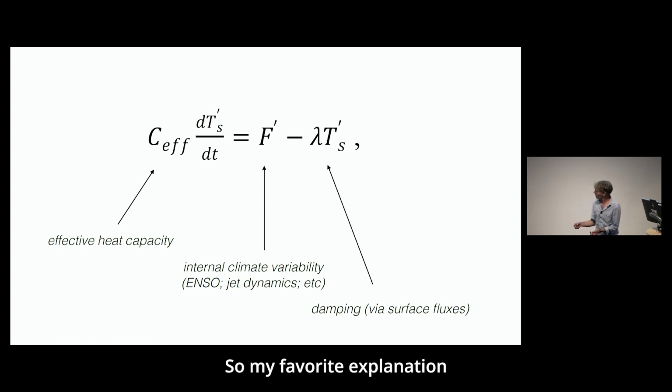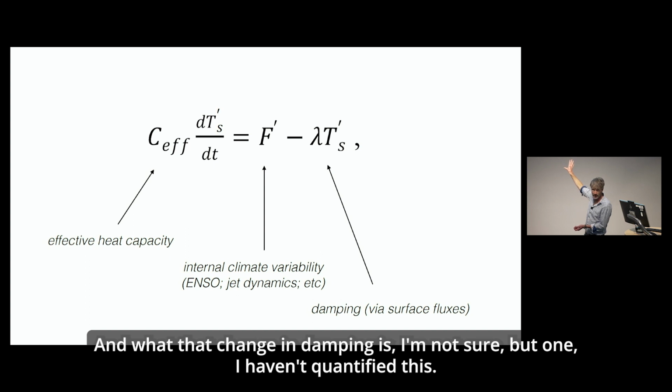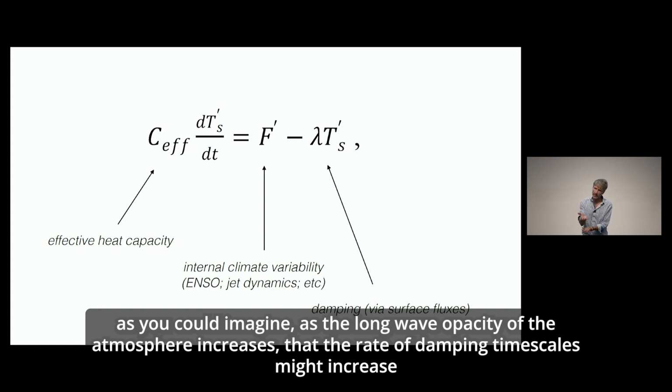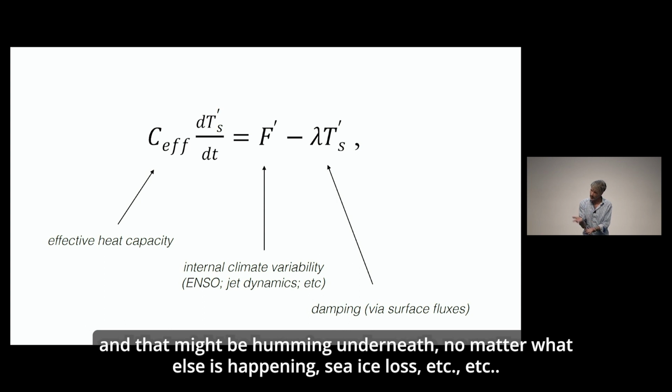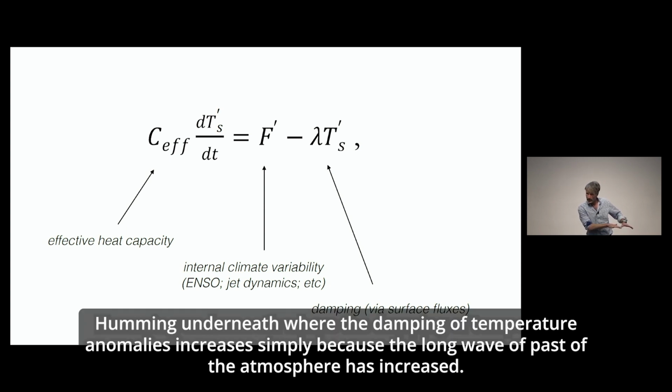So my favorite explanation is that there's something in the damping of surface temperature anomalies that's humming underneath all of this. What that change in damping is, I'm not sure, and I haven't quantified this. This is where it gets into that 10% of the work that we haven't done yet. You could imagine that as the long wave opacity of the atmosphere increases, the radiative damping timescales might increase, and that might be humming underneath no matter what else is happening, sea ice loss, et cetera. You've always got this thermodynamic and radiative constraint where the damping of temperature anomalies increases simply because the long wave opacity of the atmosphere has increased.